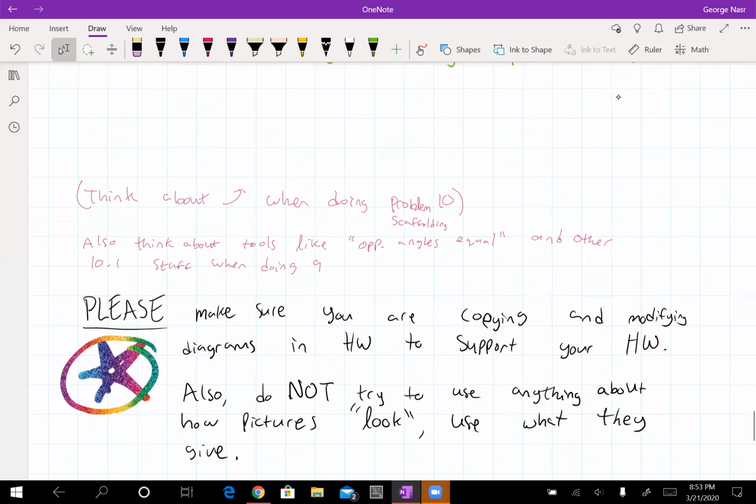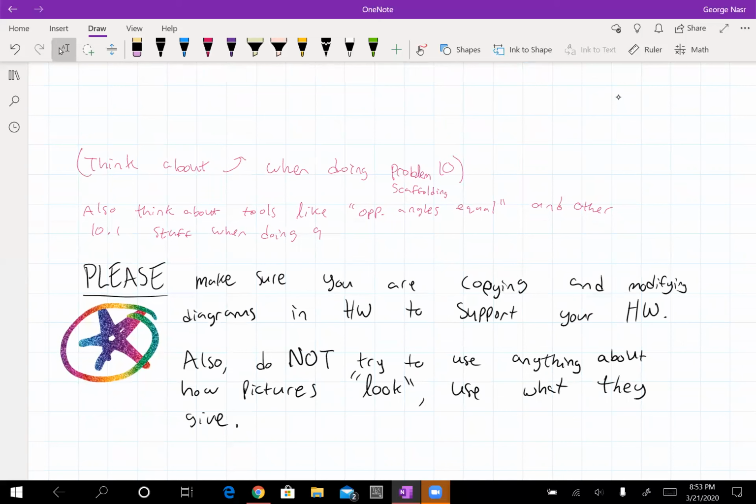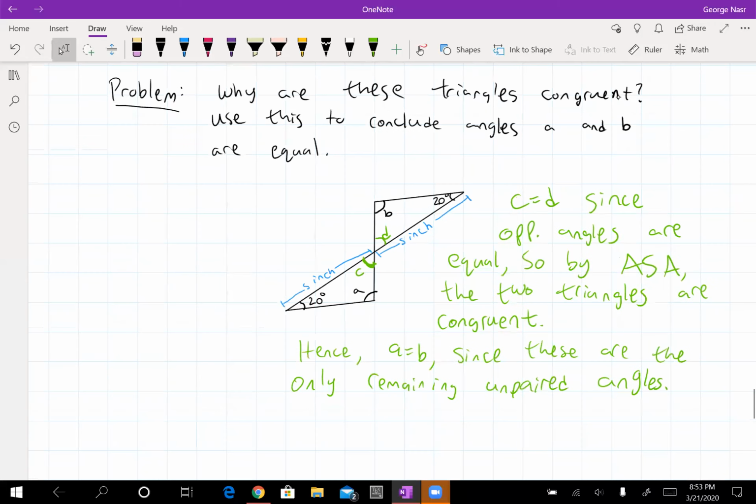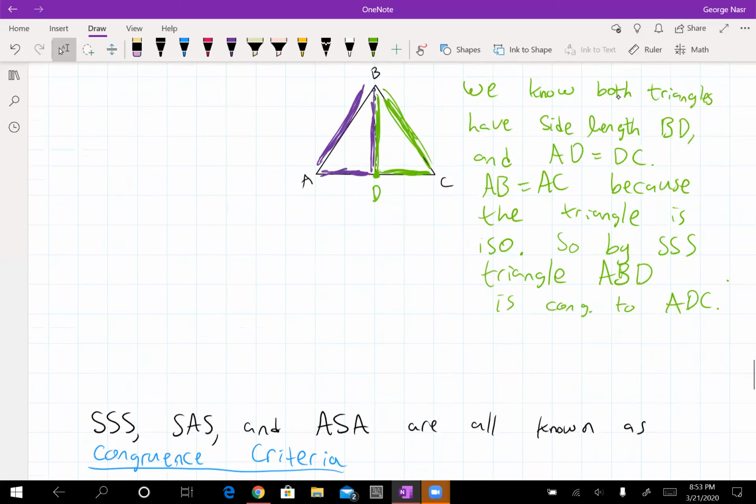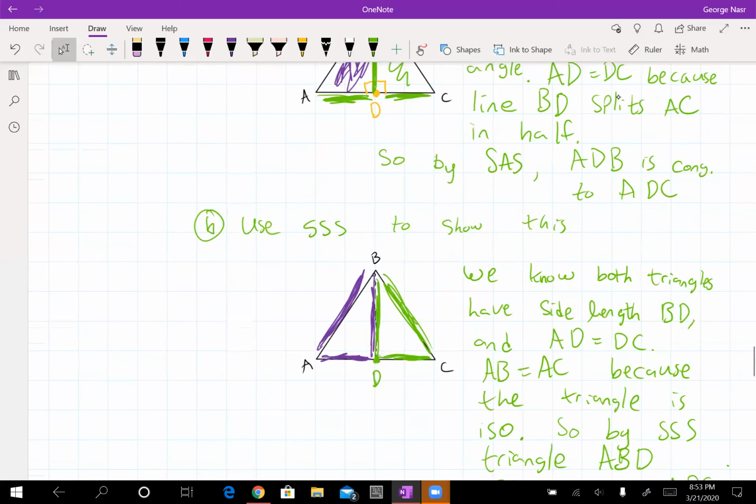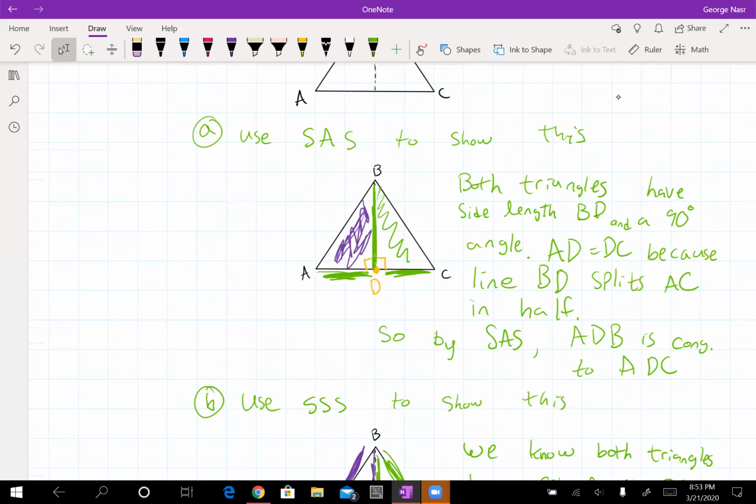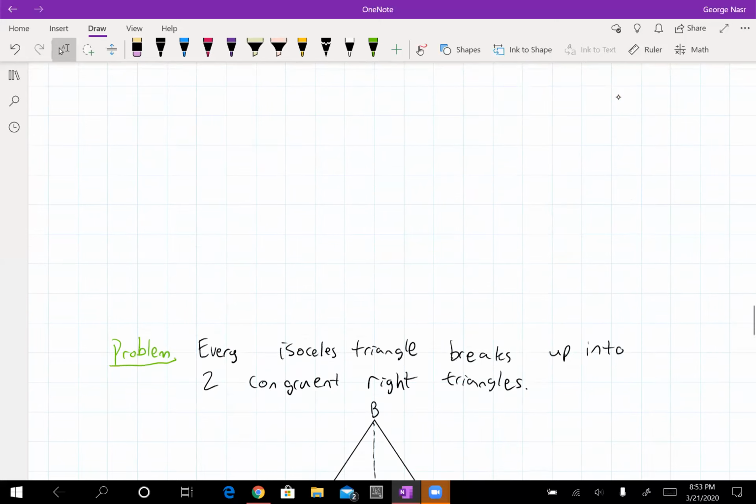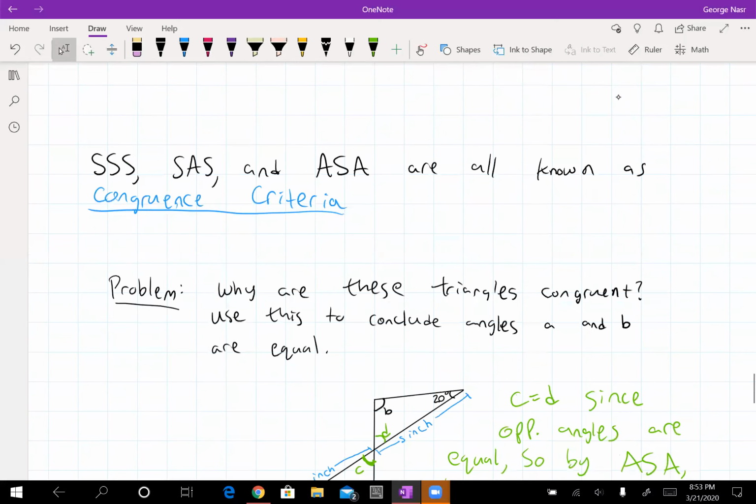And now I want to make 2 warnings. I put a big glittery colorful star next to it. First of all, please make sure you're copying and modifying your diagrams in the homework to support your answers. Just like here, how I drew C and D, or up here when I drew extra stuff on top to make it clear what I'm doing. Make sure you're drawing additional stuff on top of the pictures.